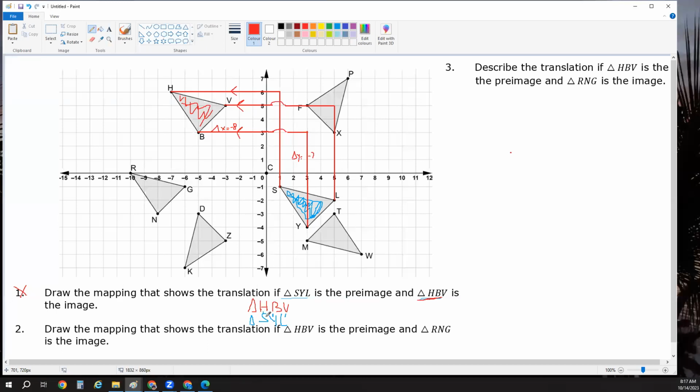All right, so that's mapping SYL onto HBV. Okay, and it wants me to do it again from HBV, what's my red one, onto RGN. I'll make RGN purple. RGN is purple. So we'll grab this one again. RGN is going to be my image triangle from HBV.